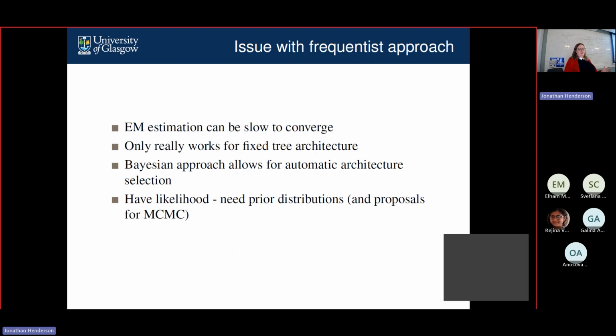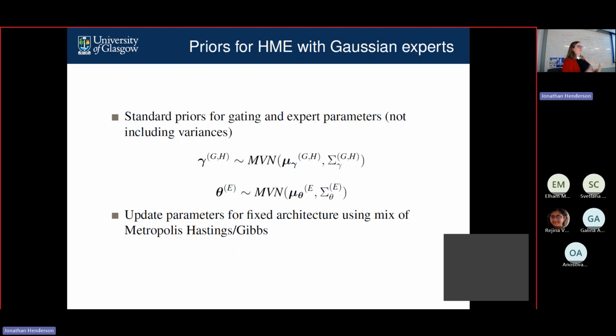So the nice thing about why we have to be dragged kicking and screaming into the Bayesian approach is it allows us to automatically select the architecture for the tree. So we can learn from the data. And that's ideal for the divide and conquer strategy because it automatically lets the data drive where you put experts. So if we're going to do Bayesian, we have to have likelihood and priors. And if we're going to do MCMC, we also have to have proposals. And this is where it starts to get a little bit nitty gritty. It was bad before, be worried. Now it's getting really bad.